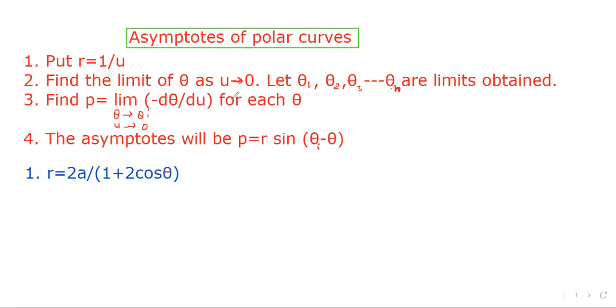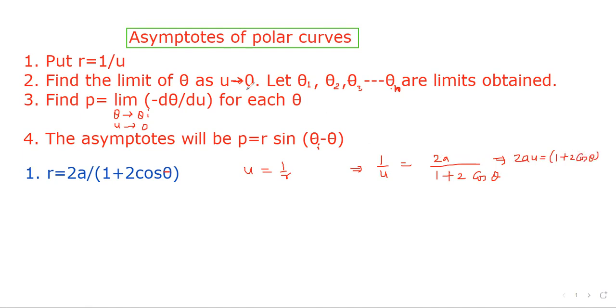Let's understand these points through some examples. Question number 1. Find the asymptotes for r equal to 2a divided by 1 plus 2 cos theta. So here we convert it using u equal to 1 upon r. So here we will get 1 upon u, and then we have to express this in terms of u. So 1 upon u equal to 2a upon 1 plus 2 cos theta, or 2au equal to 1 plus 2 cos theta.